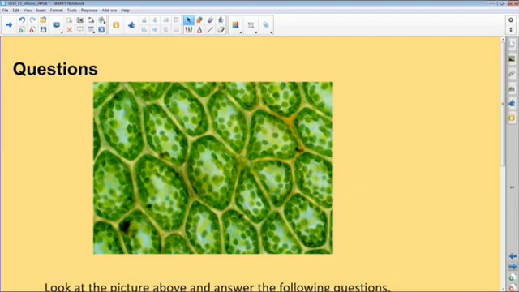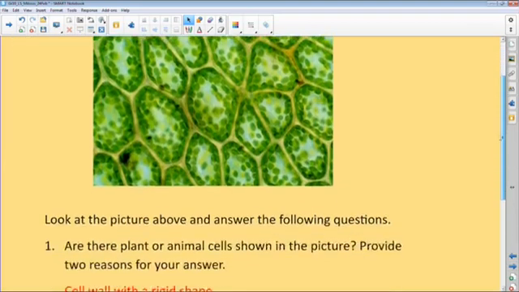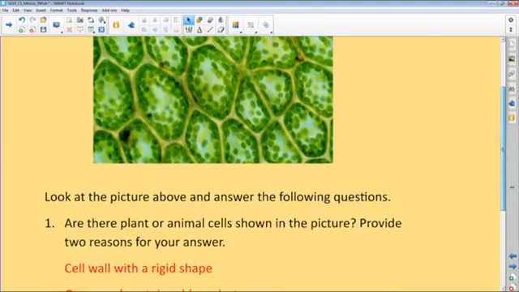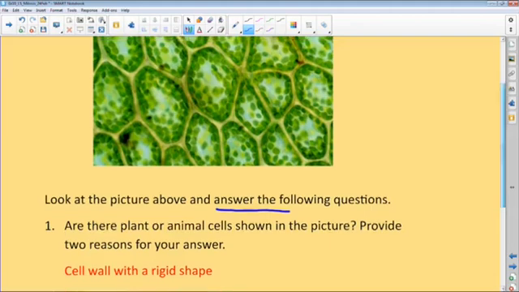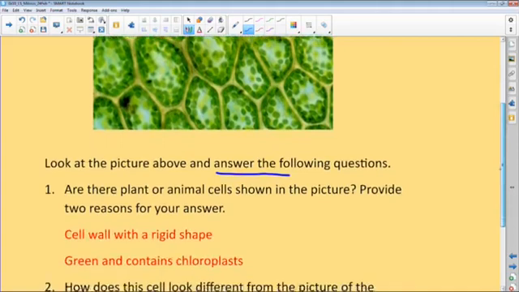Okay, first question. It says, look at the picture above and give an answer to the following questions. First one, are these plants or animal cells? Come on. We all know that they are plant cells. Why are they plant cells? Firstly, they are green, the biggest one, and contain chloroplasts. Secondly, they have cell walls and a rigid shape.